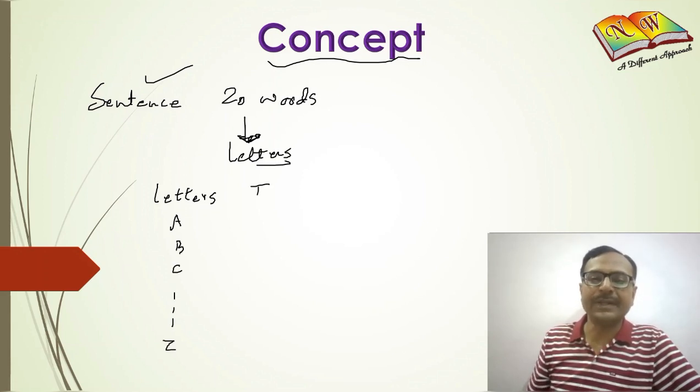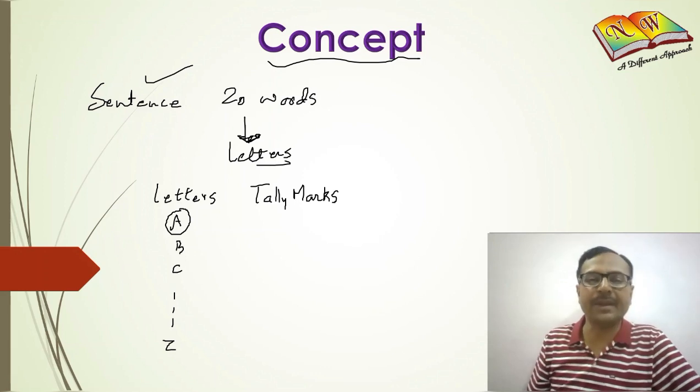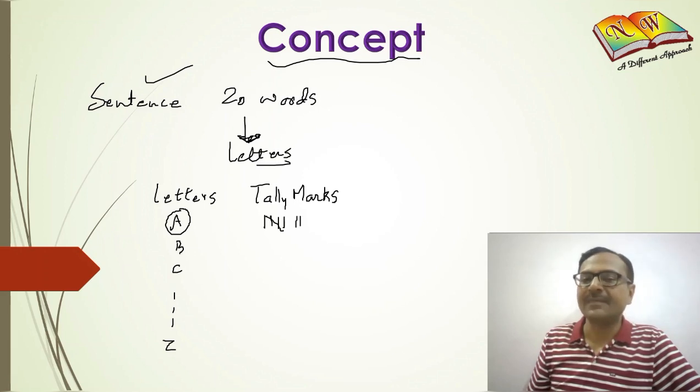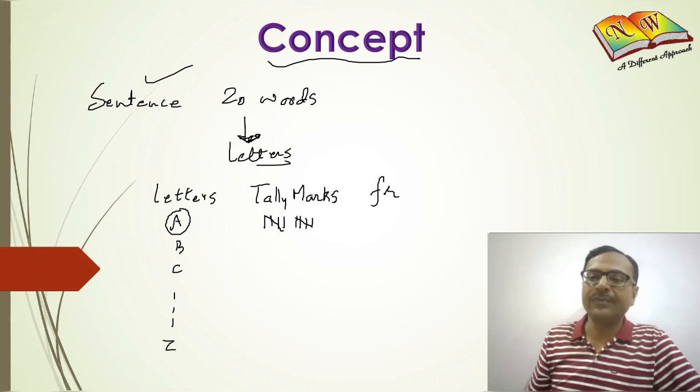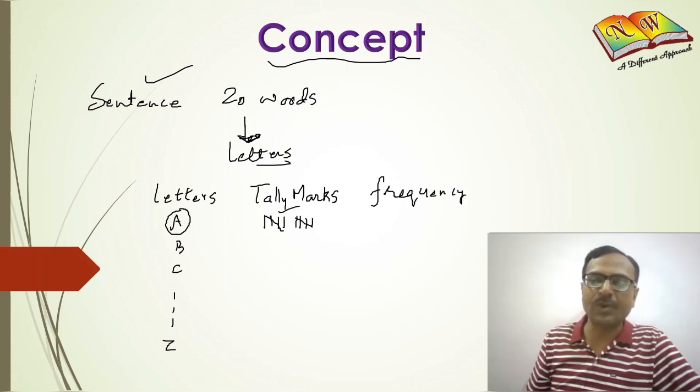We will draw the tallies, that means the tally marks. That means we will represent how many times A occurs in that particular sentence or paragraph using tally marks, that is horizontal and vertical lines like this. And then we will count the frequencies. Frequency is the number of lines we have drawn here.